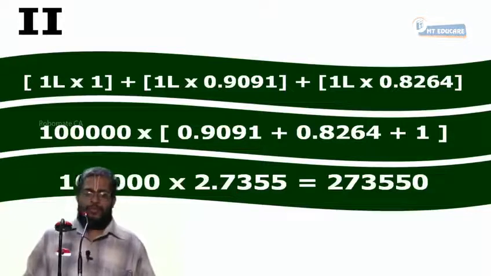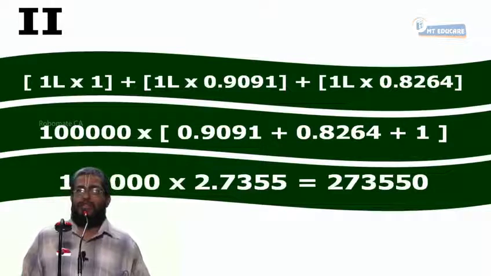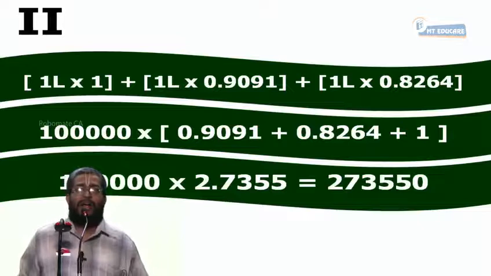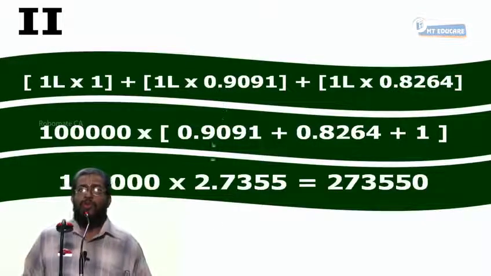1 lakh into 2.7355 is equal to 273,550. Tell me, the 1 lakh is called as what? Cash flow. 1 lakh we call as cash flow. 2.7355 we call as what? Annuity factor. 2.7355 we call as annuity factor.